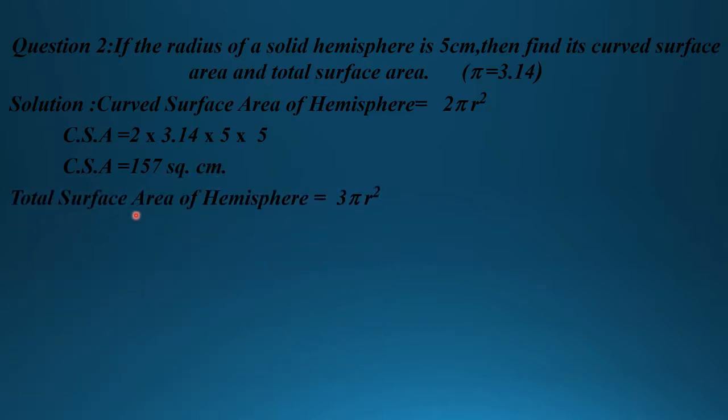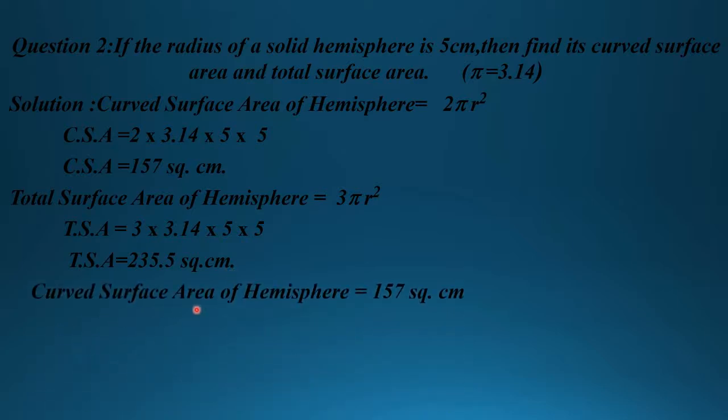Now, total surface area of hemisphere is equal to 3 pi r square. Substituting the values of pi and r, we get total surface area as 3 multiplied by 3.14 multiplied by 5 multiplied by 5. Therefore, total surface area is 235.5 square centimeter. Now, curved surface area of hemisphere is 157 square centimeter and total surface area of hemisphere is 235.5 square centimeter.